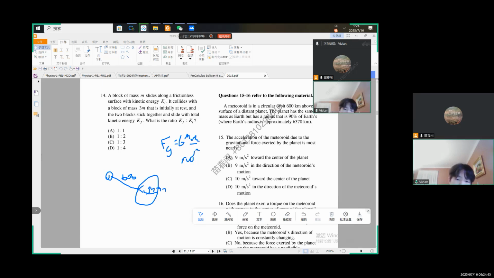So then 600 plus the radius. Yeah. 5733. That's 0.9 times 6370, right? 6333. Yep. That's the distance.